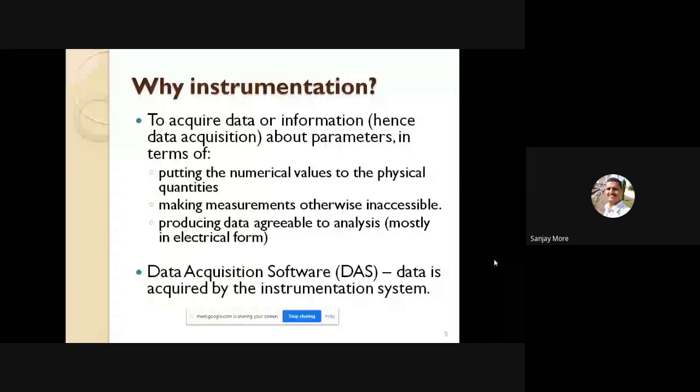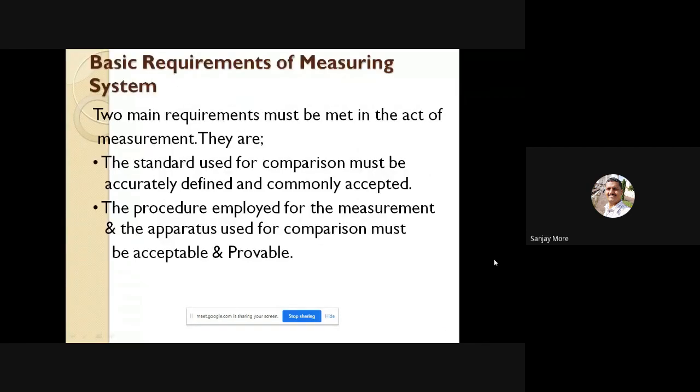Then why instrumentation is required in any industry. To acquire data or information about a parameter, in terms of putting numerical values to physical quantities, and making measurements otherwise inaccessible.